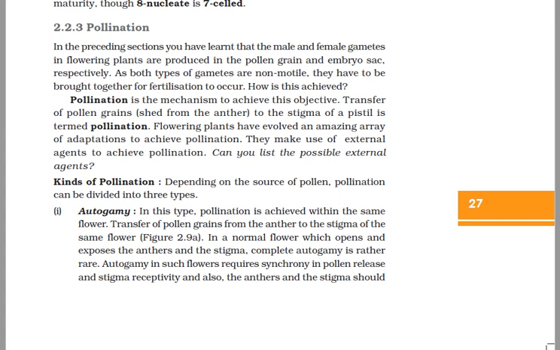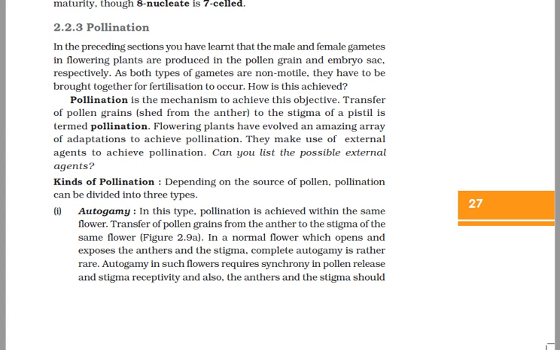When it is between two flowers of the same plant, it is termed geitonogamy. I repeat, when pollination occurs between two different flowers of the same plant, it is termed geitonogamy. And when it occurs on the same flower, it is termed autogamy.